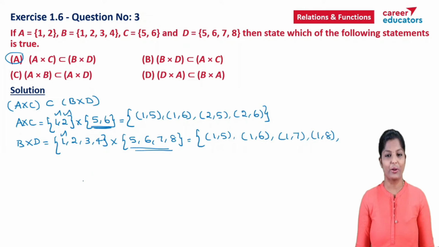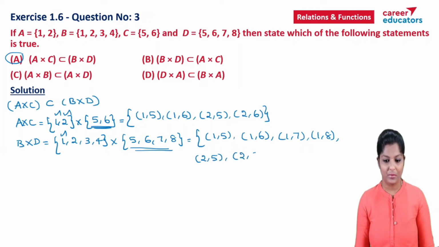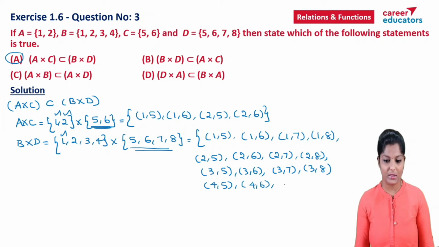Likewise, we have to do it for the remaining elements of B. We will get 2, 5, 2, 6, 2, 7, 2, 8, 3, 5, 3, 6, 3, 7, 3, 8, 4, 5, 4, 6, 4, 7 and 4, 8.